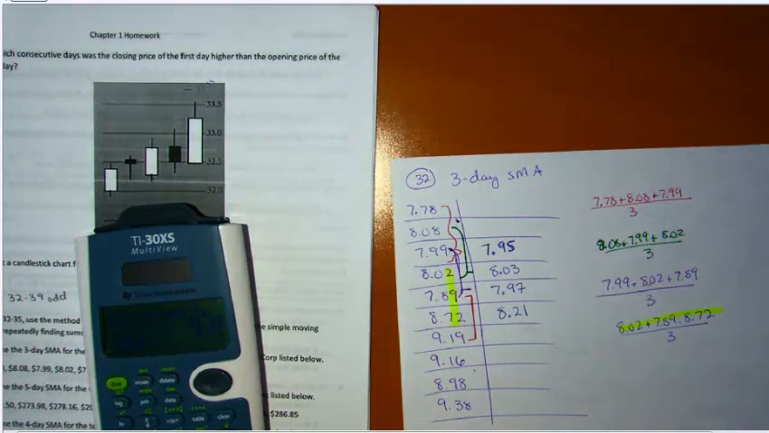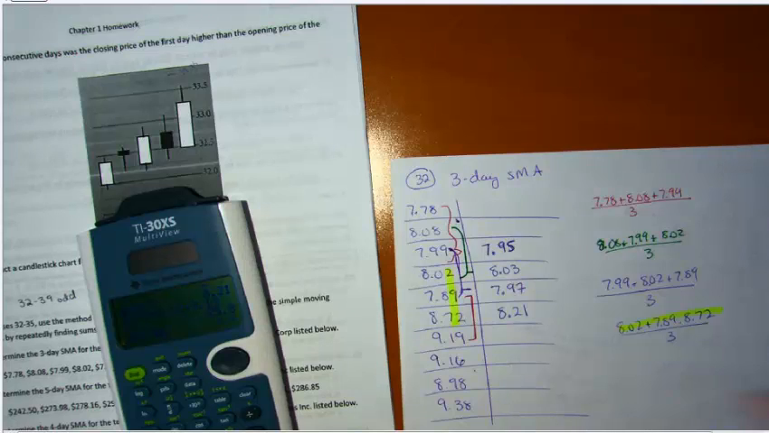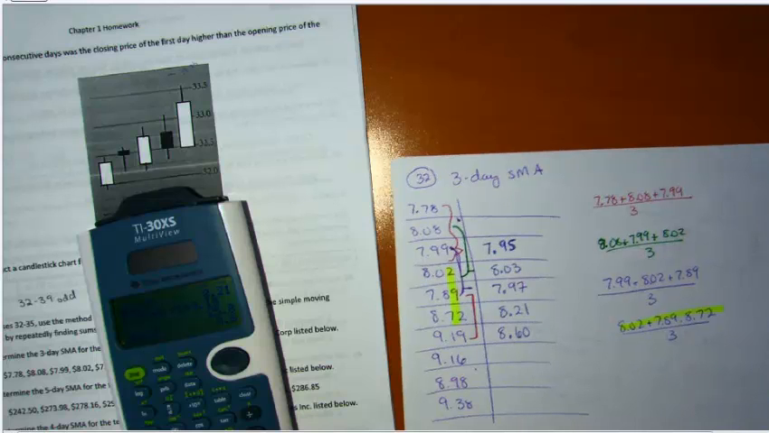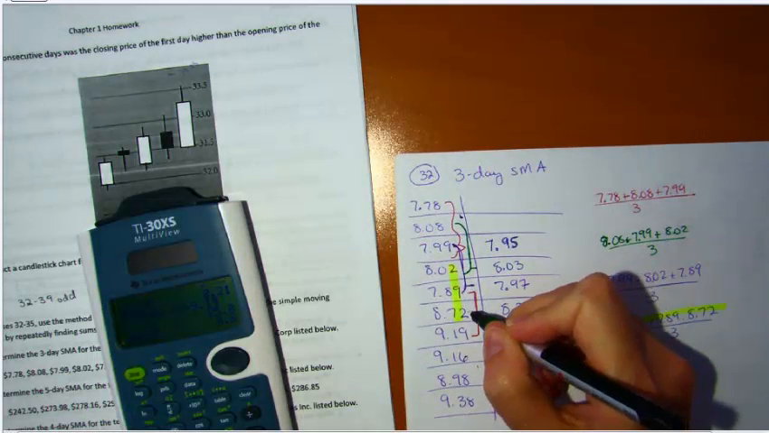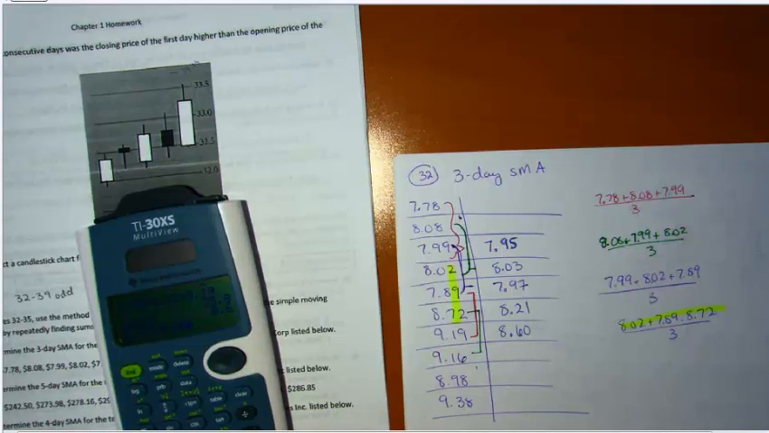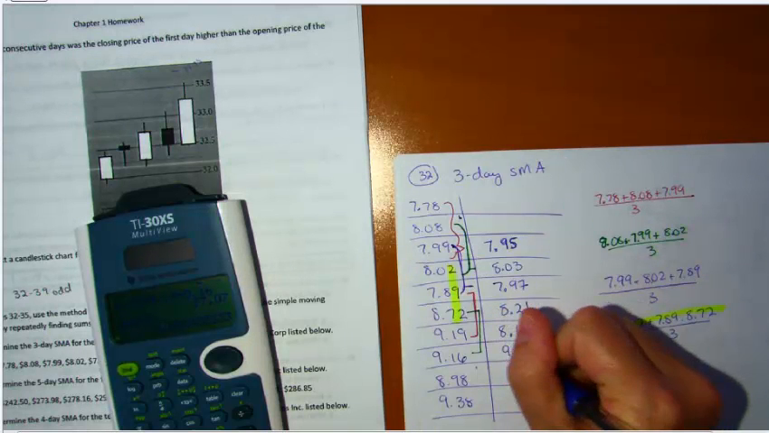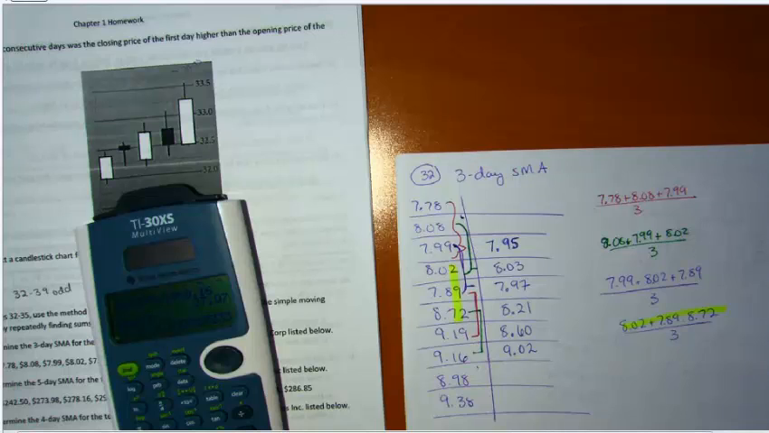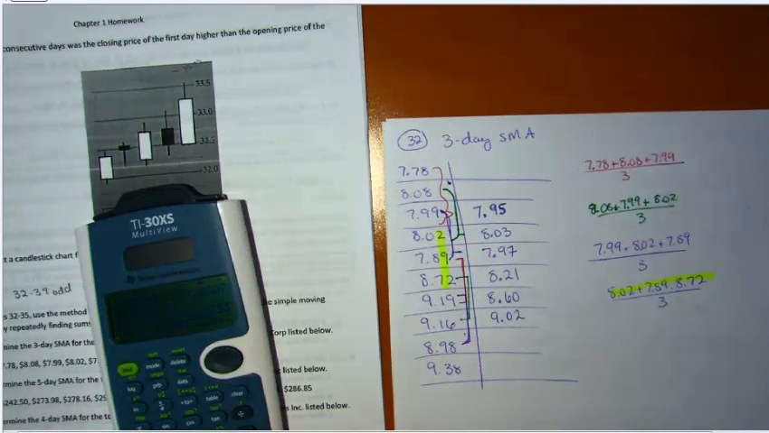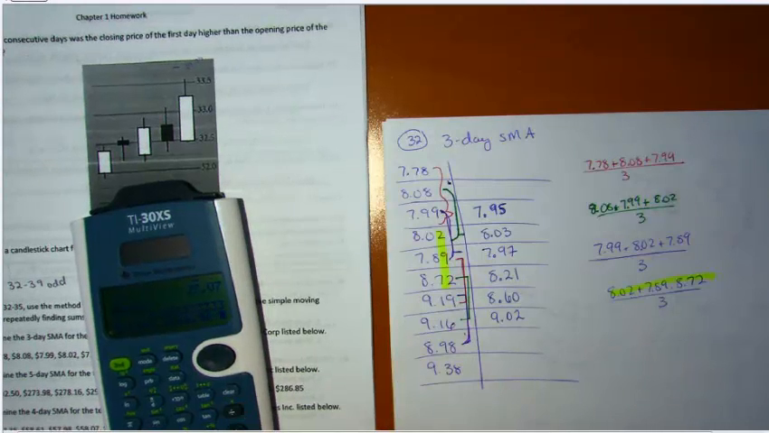So 7.89 plus 8.72 plus 9.19 divided by 3. And then move down 1. So there's 8.72 plus 9.19 plus 9.16 divided by 3. Then I move down 1, and it's these 3: 9.19 plus 9.16 plus 8.98 divided by 3.